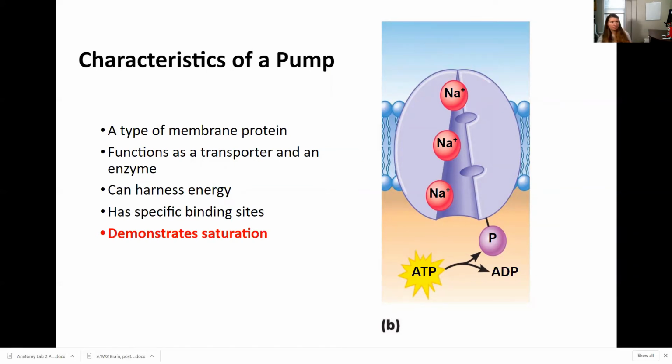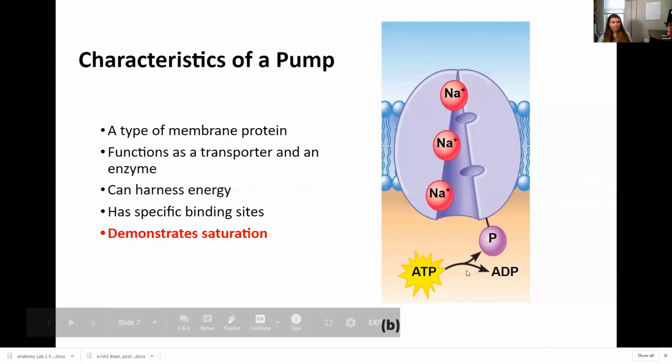So a pump is a membrane protein, and it's going to have specific binding sites, just like our carrier proteins that we saw in facilitated diffusion. But the difference here is that we're going to be moving those molecules, those ions, against their gradients rather than with their gradients. So it is functioning as a transporter. So like our carrier proteins, it's basically a type of carrier protein. But a key difference when we're talking about a pump is that it also actually acts as an enzyme.